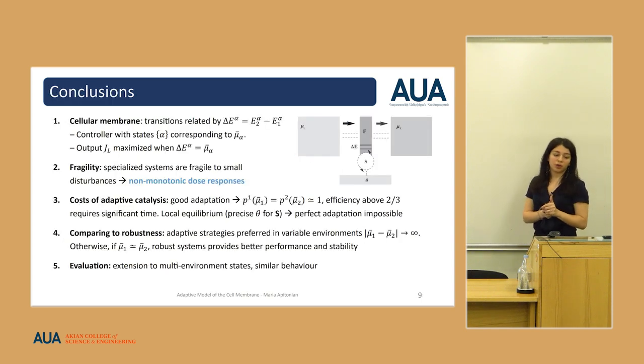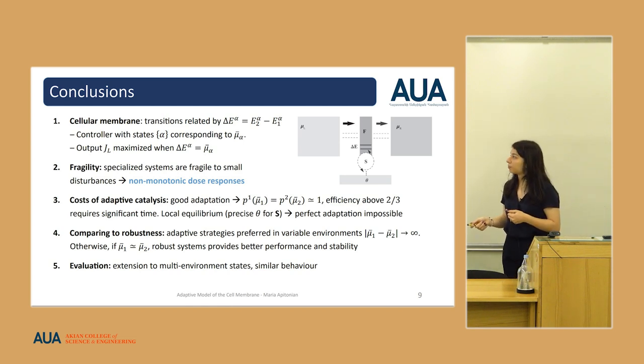So by developing this model of the cellular membrane, three main characteristics of adaptive systems were outlined. The first is the fragility, the fact that specialized systems are more fragile to small disturbances than larger ones. And this can pave the way to explaining non-monotonic dose responses, such as hormesis, by showing what a vastly different effect small disturbances and large disturbances can have on such a complex adaptive system.